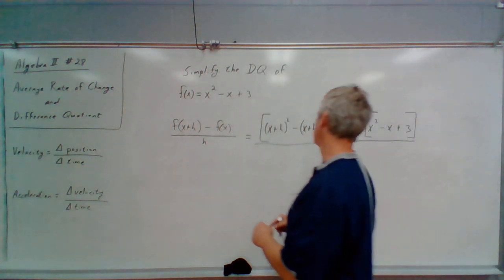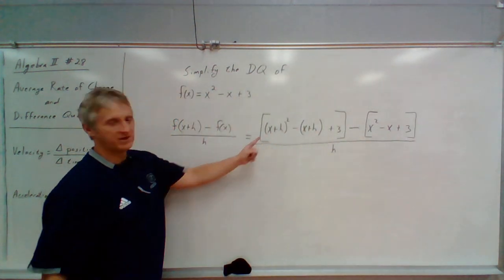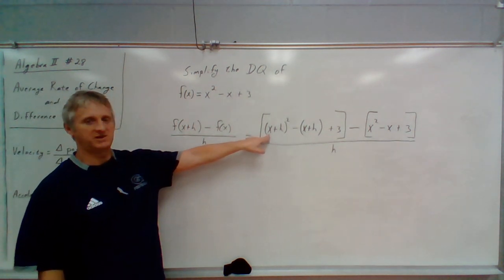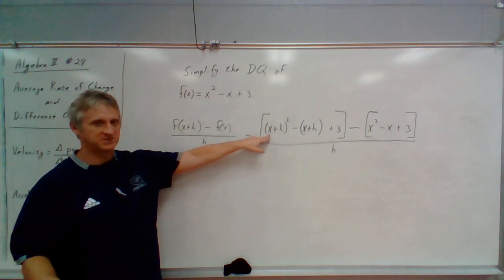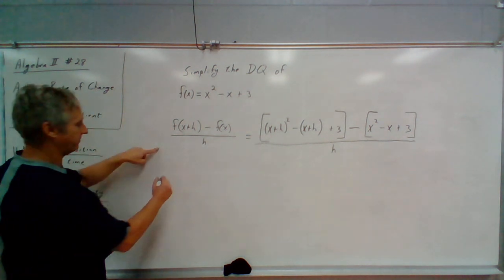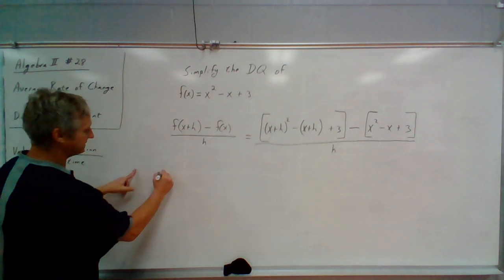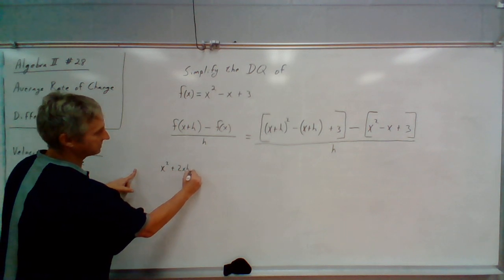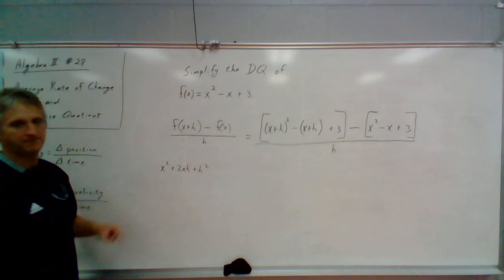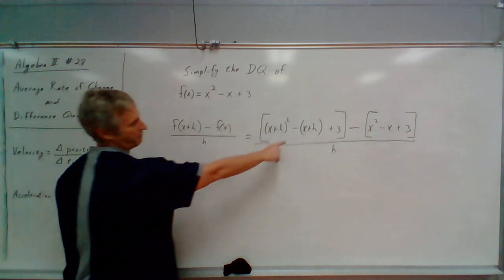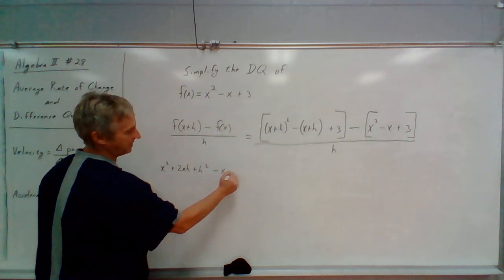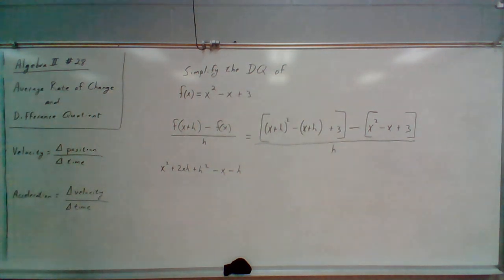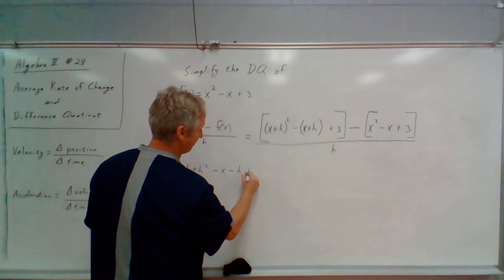So let's do this really, really carefully. I have to do x plus h squared. And remember, this does not mean x squared plus h squared. This means x plus h times x plus h, and you've got to foil it out. So if I do x plus h times x plus h and distribute it out, I get x squared plus 2xh plus h squared, minus x and minus h, plus 3.